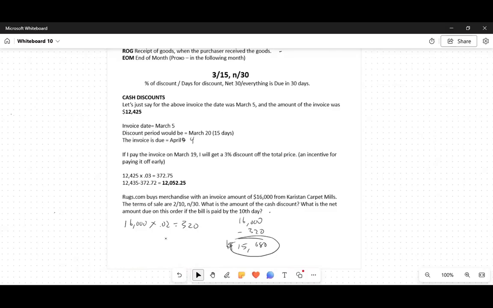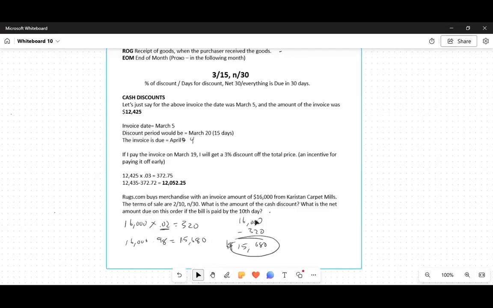But let me show you a quicker way to get to my net price. If this is how much of a discount I'll get, then that means I'm going to be paying the complement of that. I'm going to be paying 98% of the bill, right? So if I pay it by the 10th, 98% of the bill will come out to $15,680. So I just took the complement of that to find out how much I would actually have to pay. And I didn't have to worry about the discount.